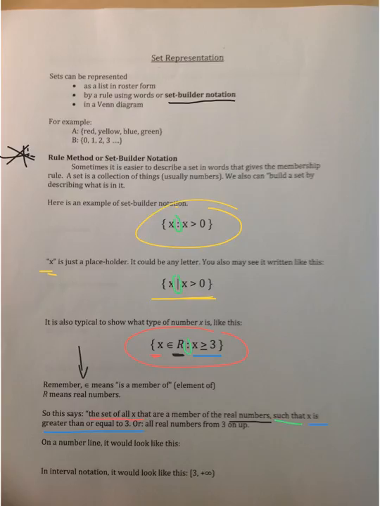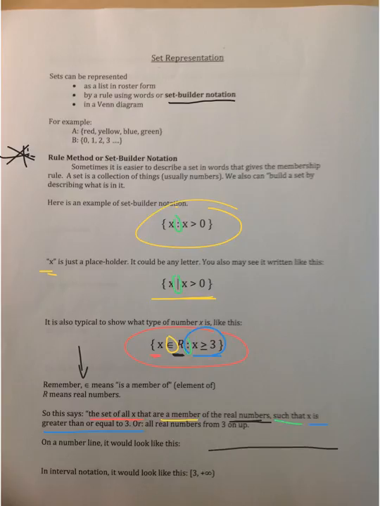So just go back to look at it one more time, and I tried to underline the color coding here. The set of all X, that's the first X. That's a member, an element, of all real numbers, that's what that R is. Such that is the colon. And then the rule, which is in blue, X is greater than or equal to 3.